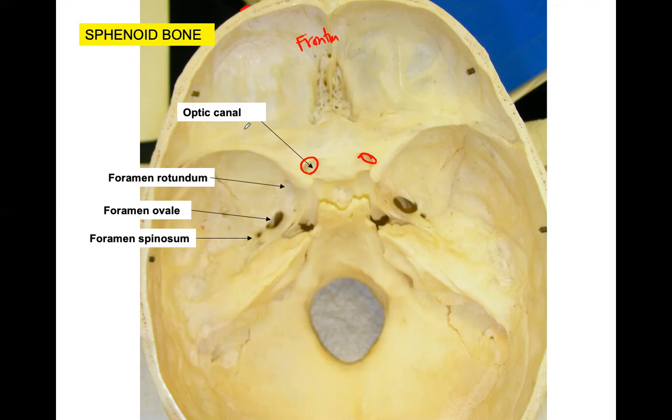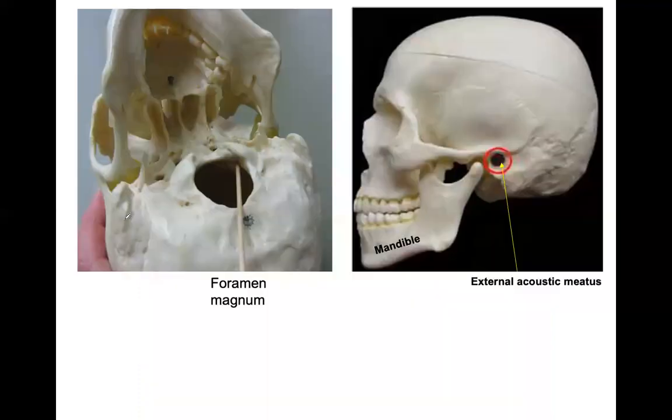The other structures we have are three openings that are in order. You have this one that looks like an oval shape, and another small hole. So 1, 2, 3, and again, these are in order. These are called foramen rotundum, in order, foramen ovale because of its shape, and then foramen spinosum. So these are the three openings, and again, the order and the names are foramen rotundum, foramen ovale, and foramen spinosum.